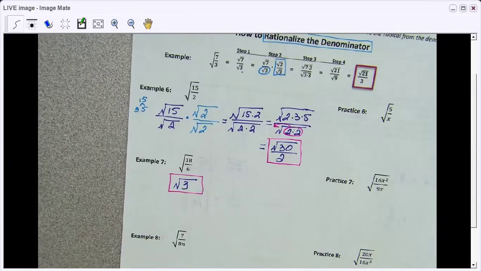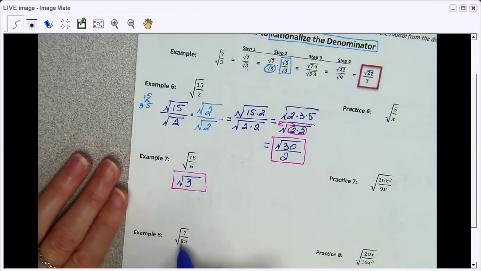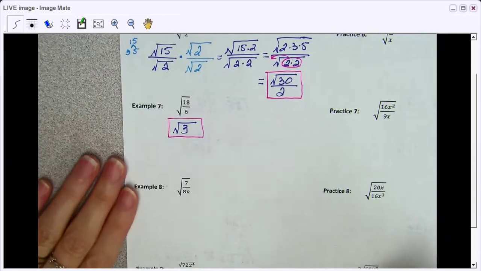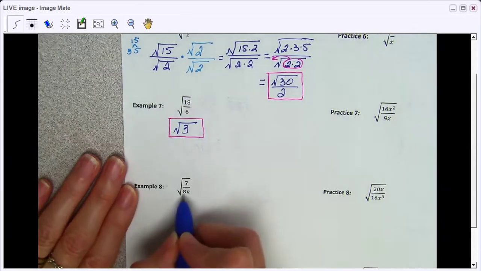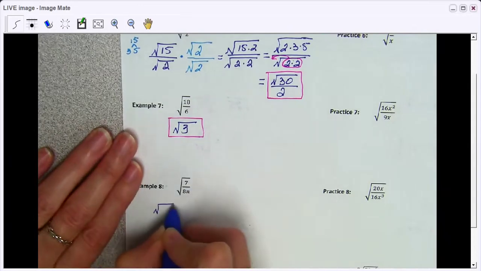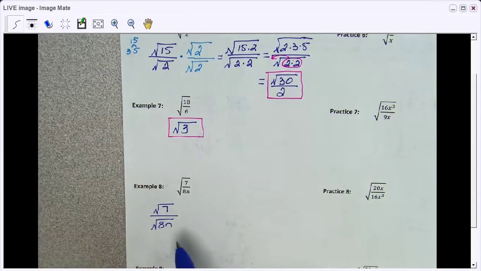Okay, so here we can't reduce these. We can factor the 8, but we're not going to do that for this one, okay? So we're going to have the square root of 7 over the square root of 8n. And remember, we cannot have a radical. This would be considered an irrational number, and we need a rational number on the bottom. So basically, all that means is we have to get rid of the radical.